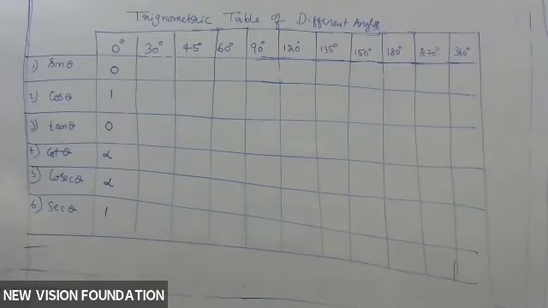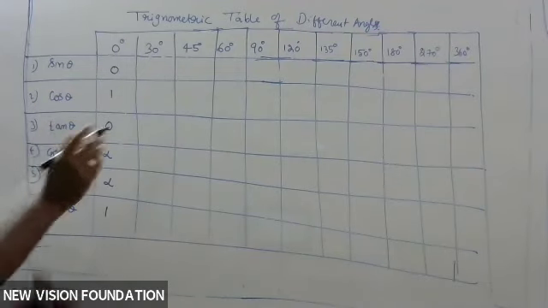This table indicates the trigonometric table of different angles: 0 degrees, 30 degrees, 45 degrees, 60 degrees, 90, 120, 135, 150, 180, 270, 360, and so on. For any other angles in terms of 30, 45, 60, 90, we are going to get all those values in this table format.